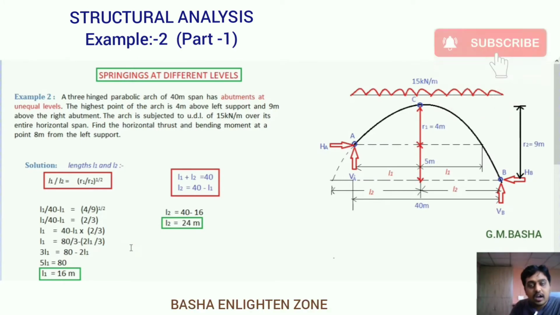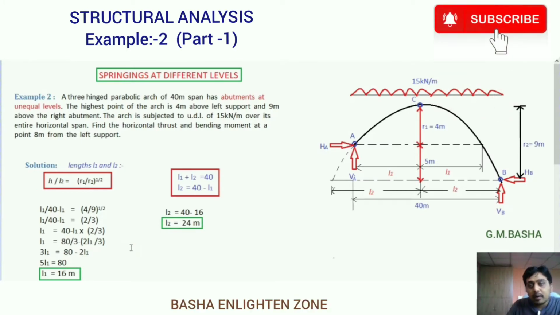In this lecture, I would like to show another example based on the three-hinged parabolic arches. Already in the last lecture, I explained three-hinged parabolic arches with springings at the same levels. But in today's lecture, I am going to explain springings at different levels. So see the difference between springings at the same levels and at different levels.